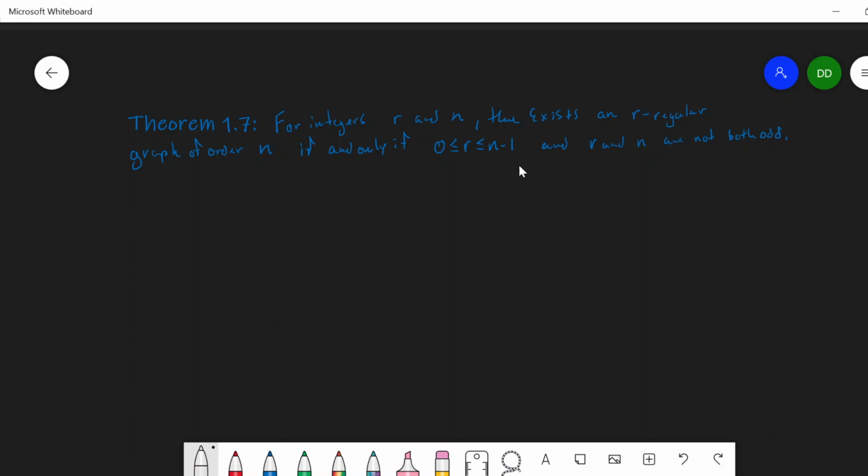But once you know what an R-regular graph is, what this theorem is claiming is an existence of when an R-regular graph of order n exists. R being our common degree of all vertices, and n being the order of the graph. The claim is that there exists an R-regular graph of order n if and only if R is between 0 and n minus 1, and R and n are not both odd.